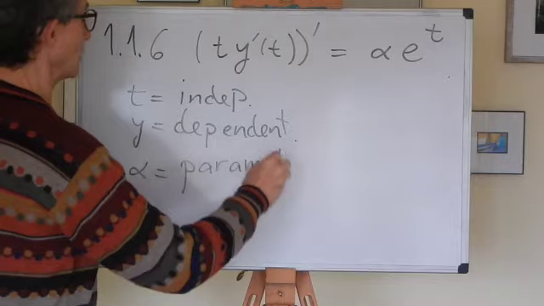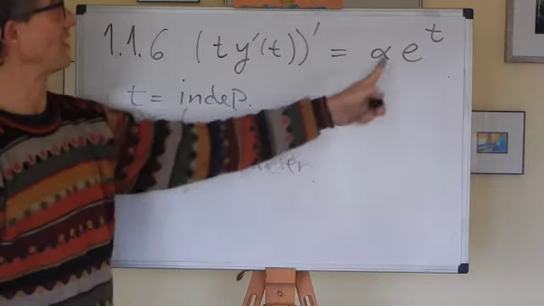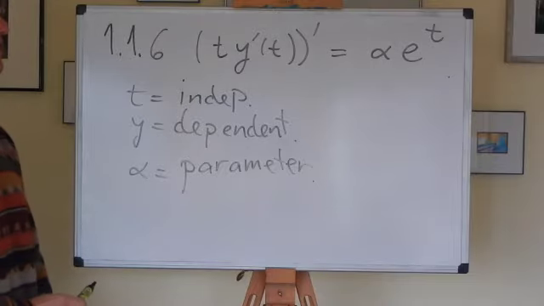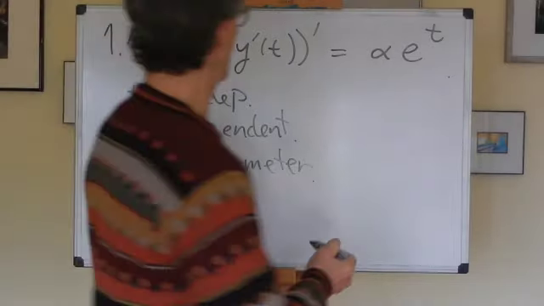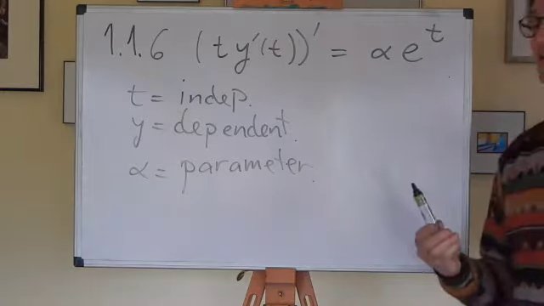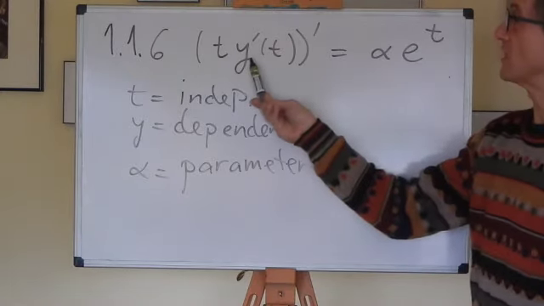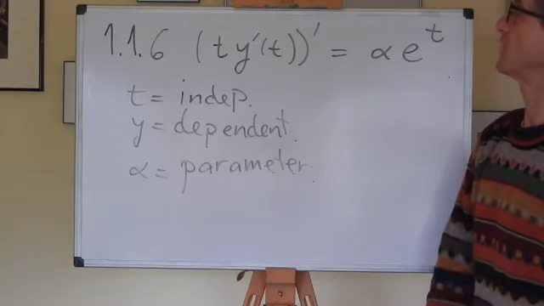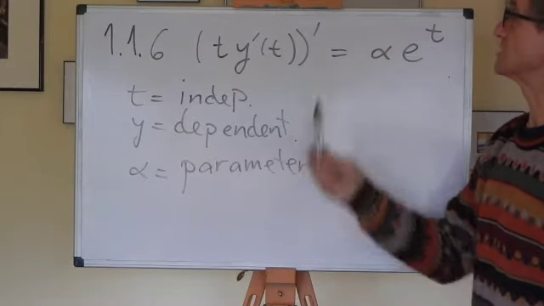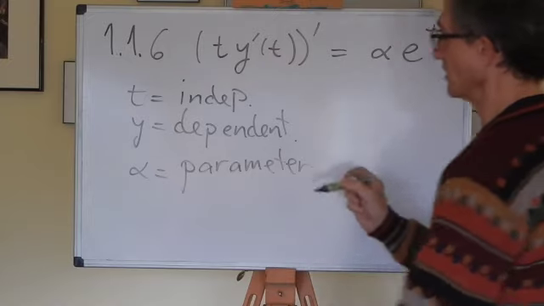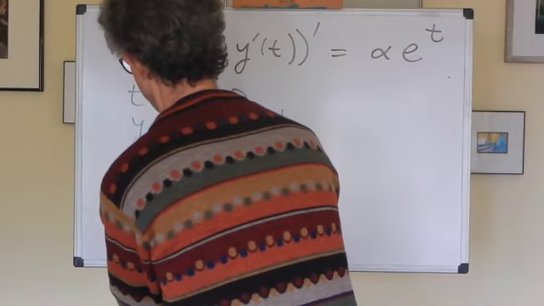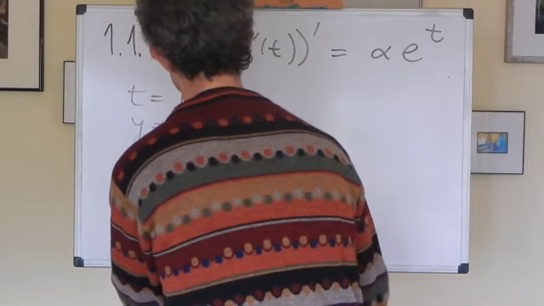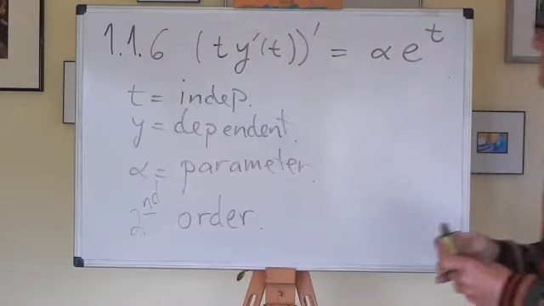Again, alpha is a number. We don't know what it is, but it's fixed. It's not changing. It's not part of what's evolving. Okay. Now let's think about how many derivatives are involved. There's a derivative in here, and then this whole product of t times y prime is being differentiated, and so there's actually 2 derivatives. So this is a second order equation. So that answers the question.